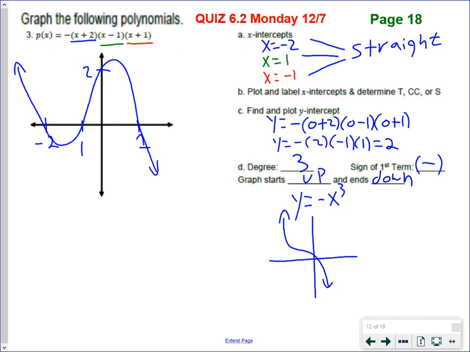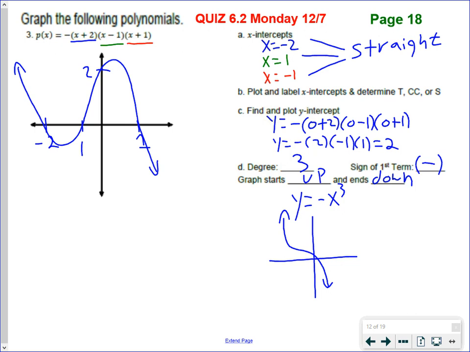And for each factor that's underlined by a different color, we're going to look at the exponent of each one. X plus 2 is raised to the first power, so we're going to go through that x-intercept straight. X minus 1 is also raised to the first power. We're going through that point straight as well. And for x plus 1, that's raised to the first power. We're going to go straight through that point as well. So all three of them we're going through straight. For the y-intercept, we plug in 0 for x. We end up getting 2. So that's our y-intercept. If we add up all the degrees of the factors, we get 3.